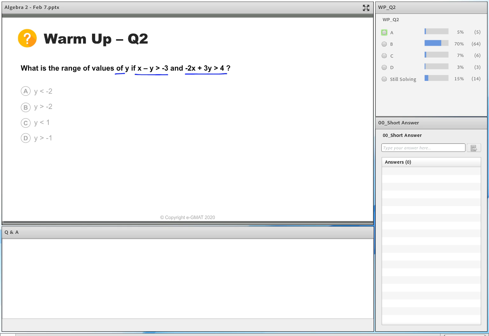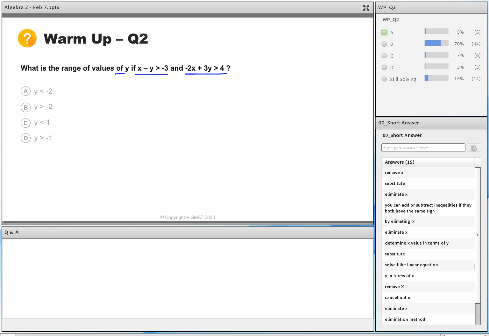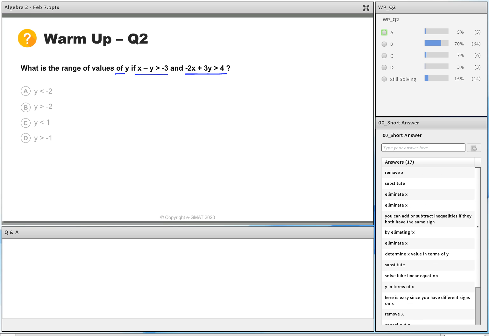Can you people tell me, how do I get to the value of y only when I have both x and y in my inequalities? Eliminate x. Absolutely correct. That was the answer I was looking for. So thank you for your answers. I'm going to end the poll over here and let's discuss the answer for this question.